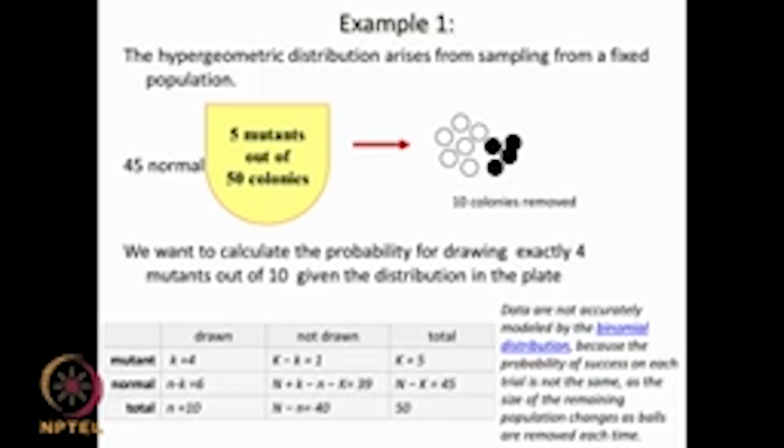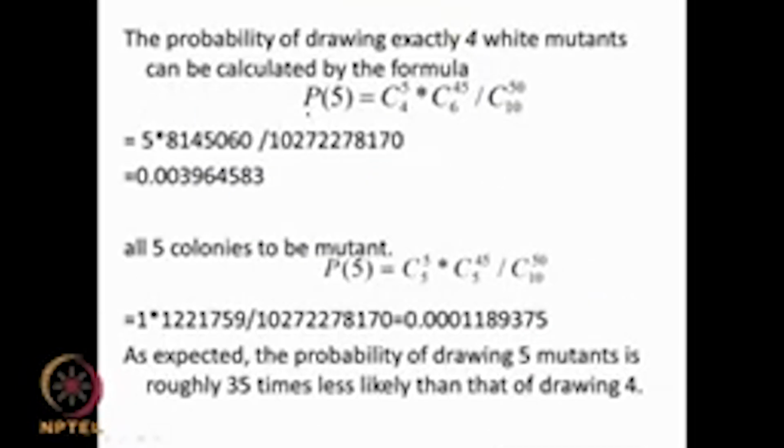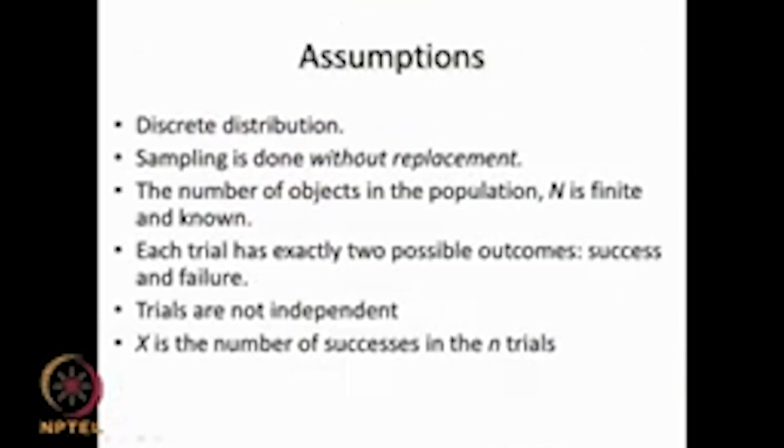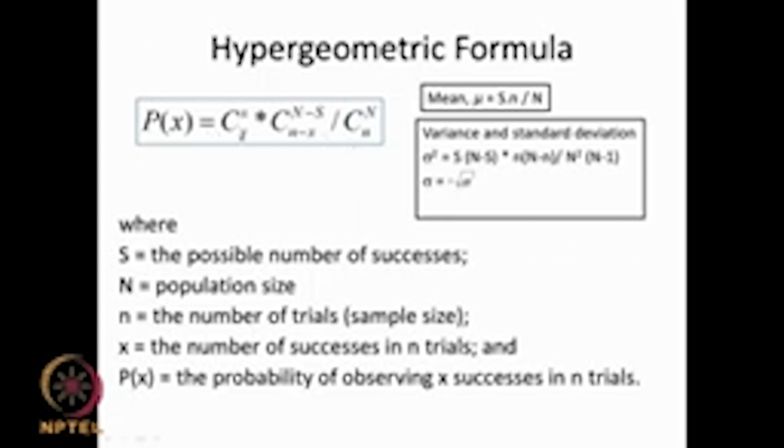Now, because when you remove, for example, these balls or these mutants, what is remaining keeps changing, okay. So, the probability of that keeps changing, okay. So, the probability of drawing exactly 4 black balls or 4 mutants in this particular example can be calculated from that formula. What is this formula? C S x, okay, into C N minus S of n minus x, divided by C of N n, okay.